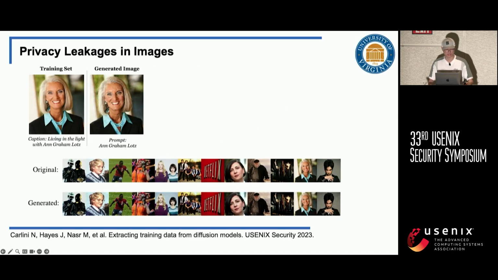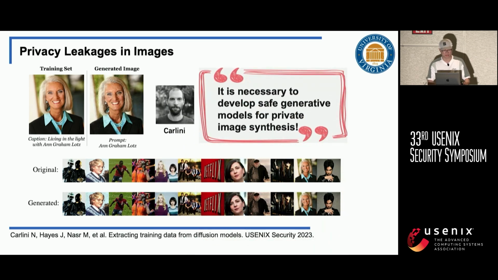First, I want to introduce the research background of our work. Actually, there are various privacy leakage problems in the image synthesis area. We can see this example. This is a training dataset, and these are the generated images from the generative models. We can see that the generated images and the training dataset are quite similar. So it has the problem of privacy leakage. And this paper told us that it is necessary to develop safe generative models for private image data synthesis.